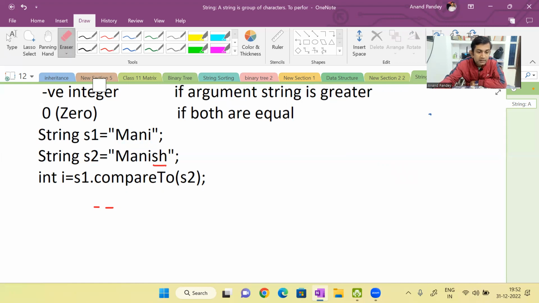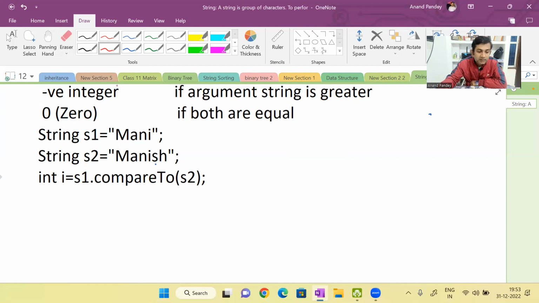Again, I'm repeating. These two strings here, first letters are matching, second letters are matching, third letters are matching, fourth letters are also matching. Now after this, there is no character in this string, and here we have two characters left. So now this function will return the difference of what? No character is mismatching. So this time, please remember the situation. In such cases, it returns the difference of their length.